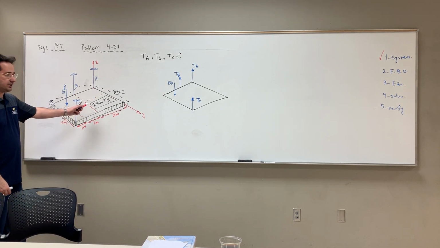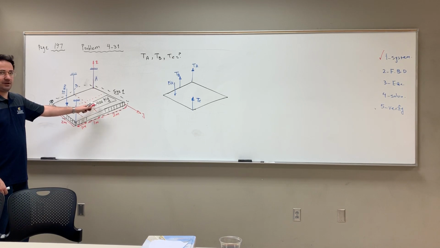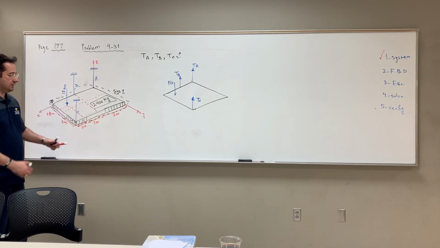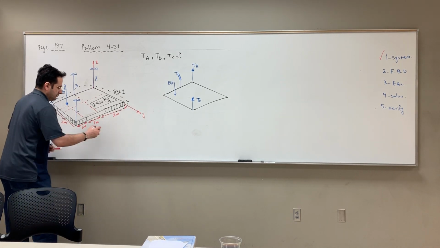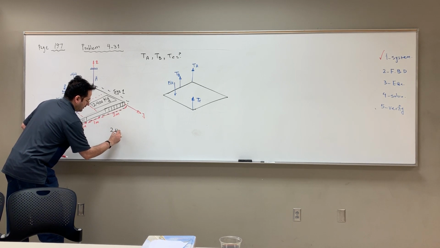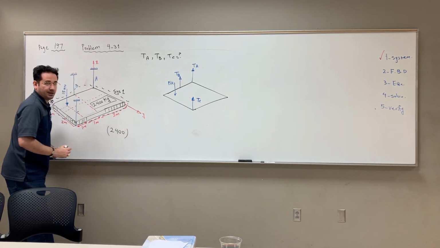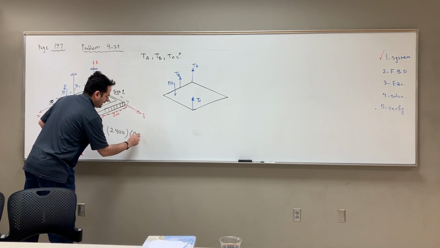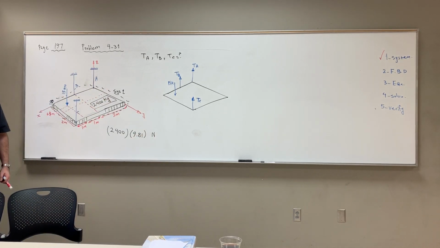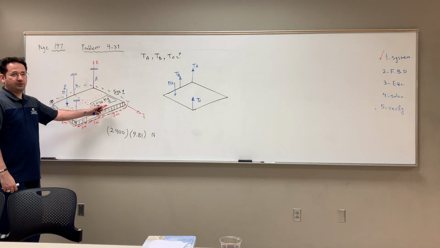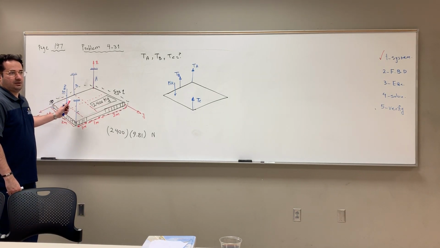Do I have body force here? Yes. So look at the mass. Yes, significant mass. This is like 2,400 kilograms. So it's very heavy, right? So you have mg, 2,400 kilograms times 9.81, in newtons. This is the force. But the question is, where should I put it? In the middle, because this is a uniform slab, right?